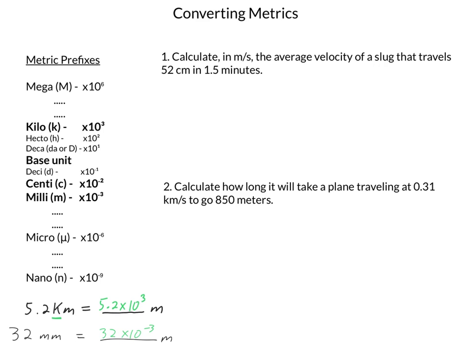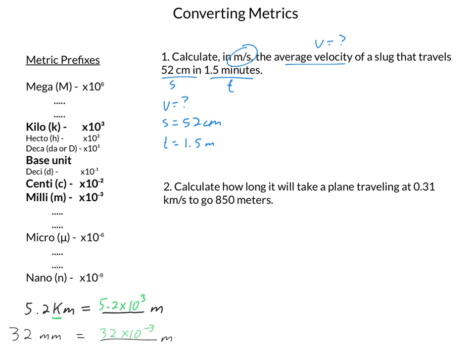All right, let's actually apply this in a couple of problems. Number one, calculate, and we're going to need to get the answer in meters per second, the average velocity, v equals question mark, of a slug that travels 52 centimeters. That's a displacement, in 1.5 minutes. That is a time. So I write my variable bank, and here's where I stop.